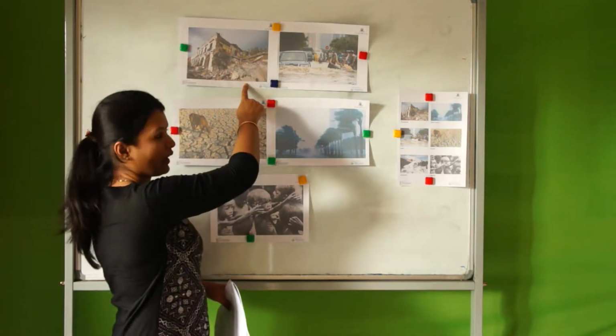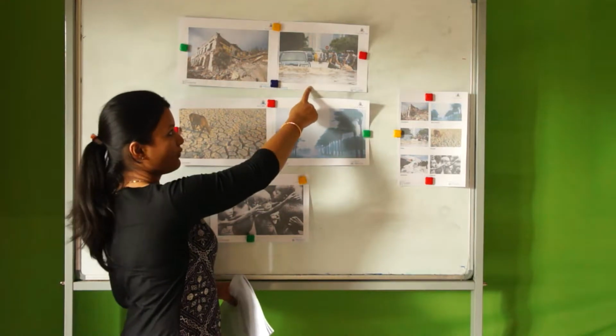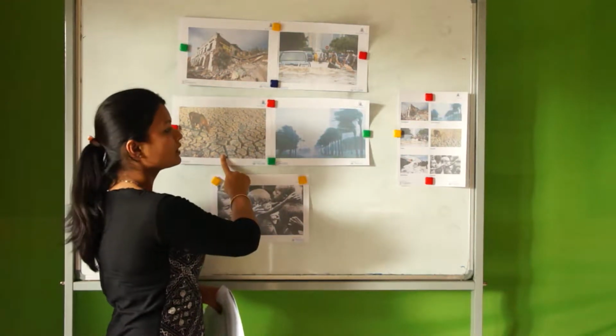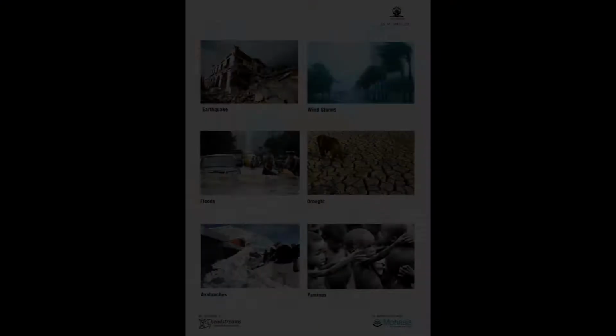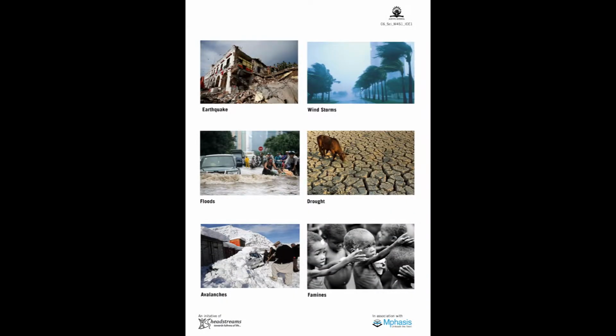First one is earthquake, and then floods, drought, winds and famines. Facilitator asks students whether they know any recent natural disaster which took place. Students share their answers. And then facilitator needs to say some of the natural disasters which took place recently.